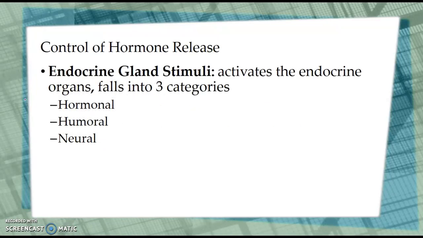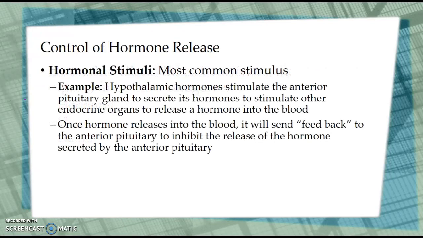So endocrine glands can activate different organs by 3 ways: hormonal, humoral, and neural. So first we're going to talk about hormonal stimuli. This is when one hormone causes the release of another hormone to occur.